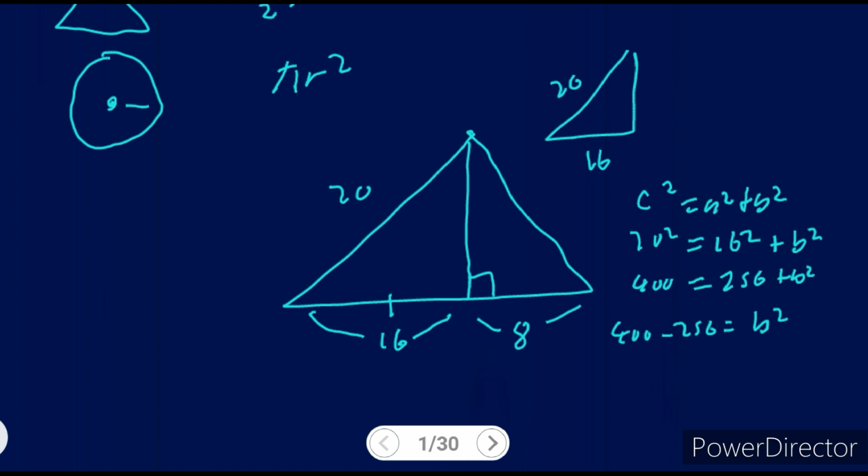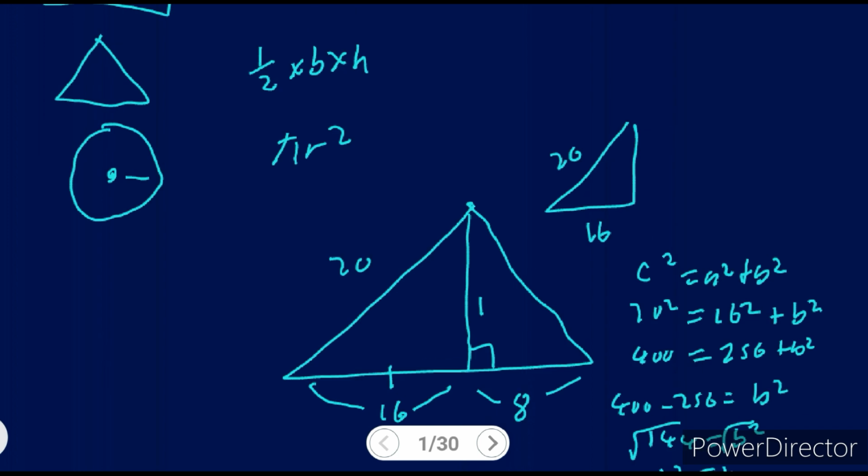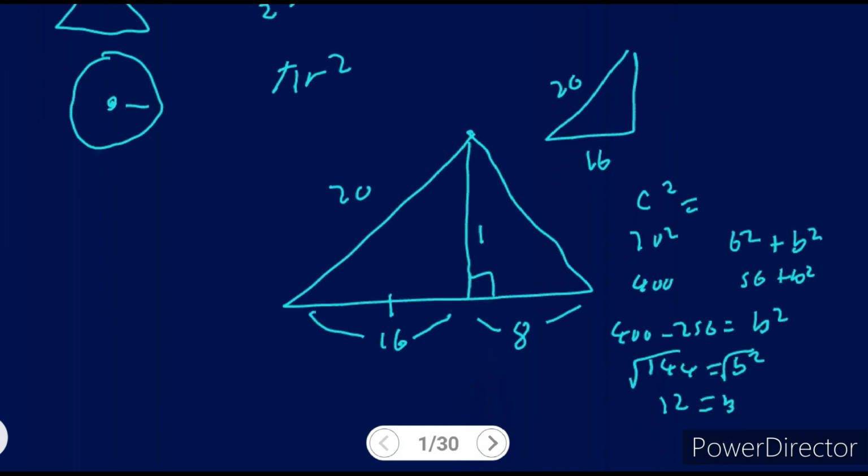Alright, so now we have to figure out what is that. So that is going to give you 144. 144 is equals to b squared, and when we square root both sides, it's going to be 12 is equals to b. So we found the perpendicular height, which is 12. So let me just erase this stuff. So we're given that the perpendicular height is 12.